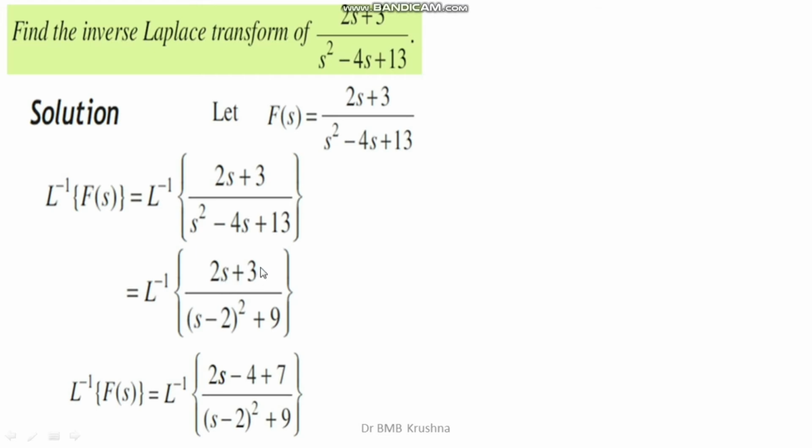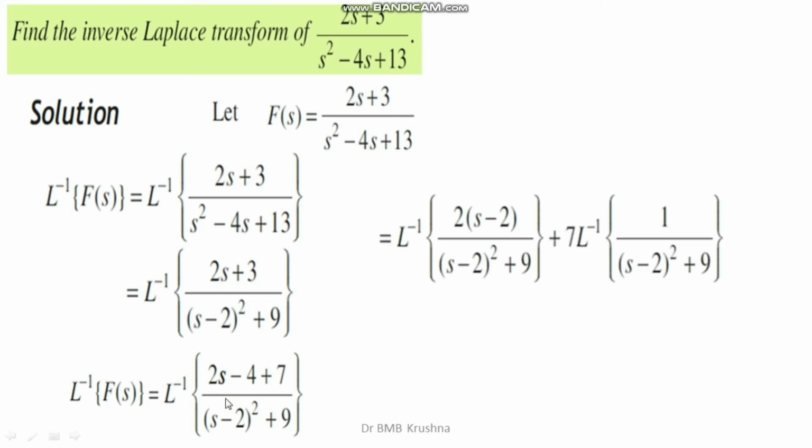Based on this s negative 2, the numerator also can be expressed. 2s plus 3 can be expressed as 2 times (s negative 2) plus 7. Why have we written this as 2s negative 4 plus 7? Here already we have regrouped this quadratic expression as (s negative 2) whole square plus 9. That is why wherever we have s, that s consists of s negative 2. L inverse of 2 is common factor, (s negative 2) by (s negative 2) whole square plus 9, plus 7 times L inverse of 1 by (s negative 2) whole square plus 9.